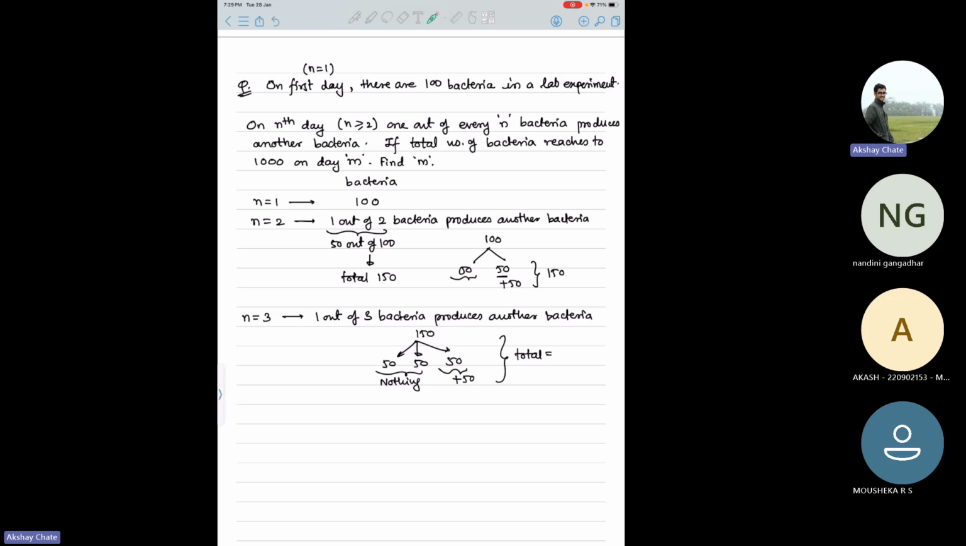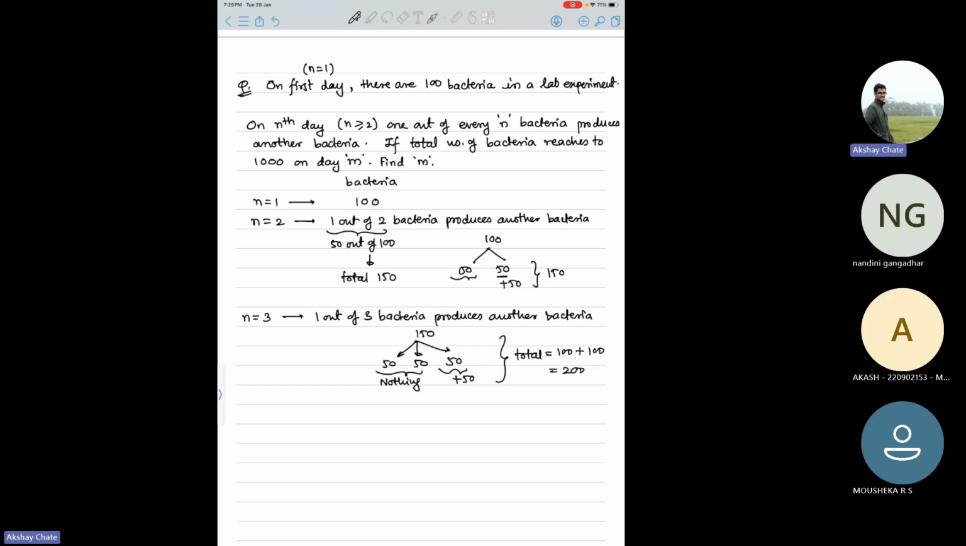I mean, what I'm saying is these guys who are doing nothing, they are still there. They have not said that the bacteria are dying or anything. So that will be 100 plus these guys, 1 out of 3, right? So they produced 50 more. So that will add 50 plus 50. So that will be 100. So at the end of day 3, you have 200. Okay.